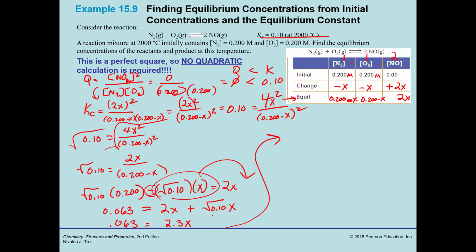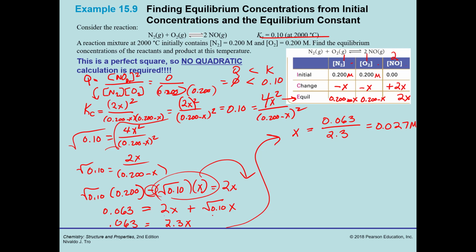So now, if I want to solve for x, x is going to be equal to 0.063 divided by 2.3. This is basic algebra. If you need to bone up on it, go to the mastering stuff. And that gives me 0.027. Now 0.027 is x, and that's going to be in molarity, unless it was atmospheres, but it's in molarity in this case. But I'm not done yet, because that's x.